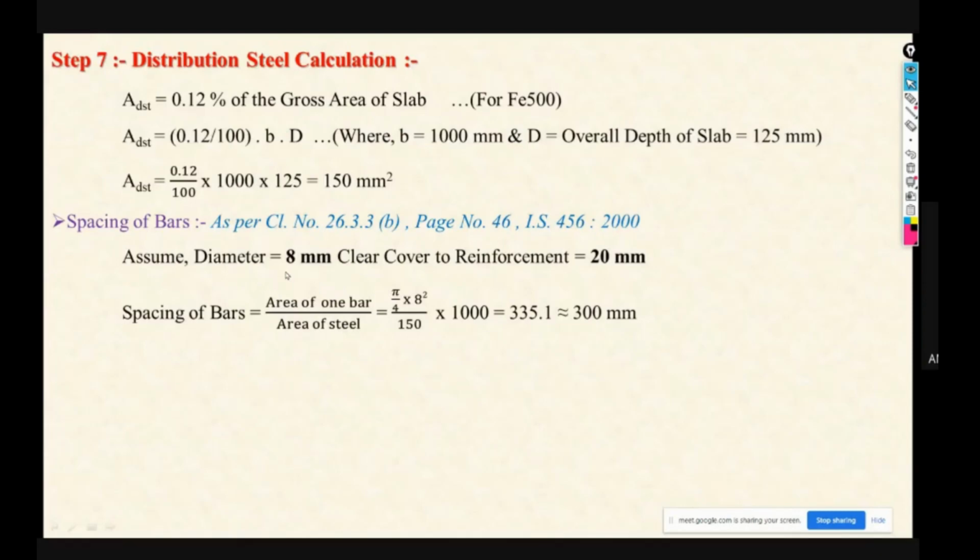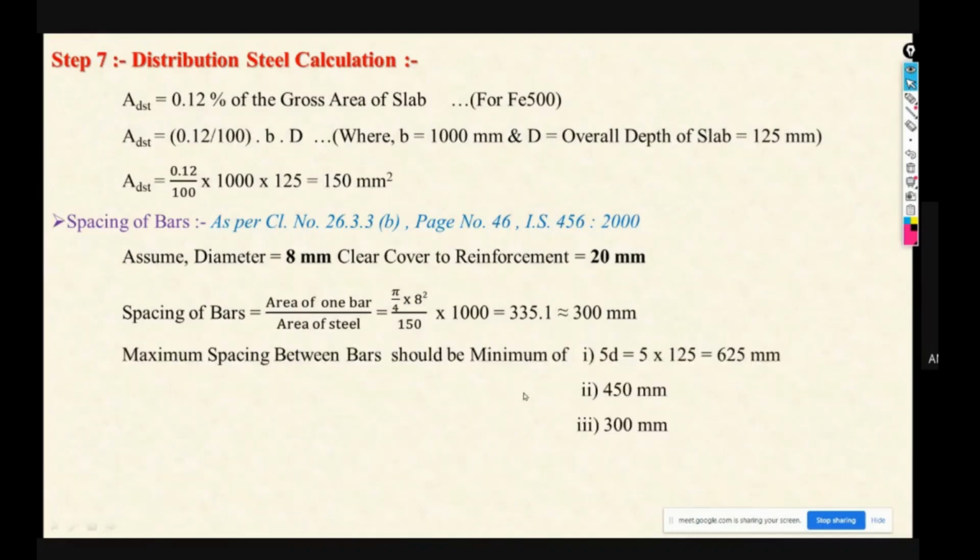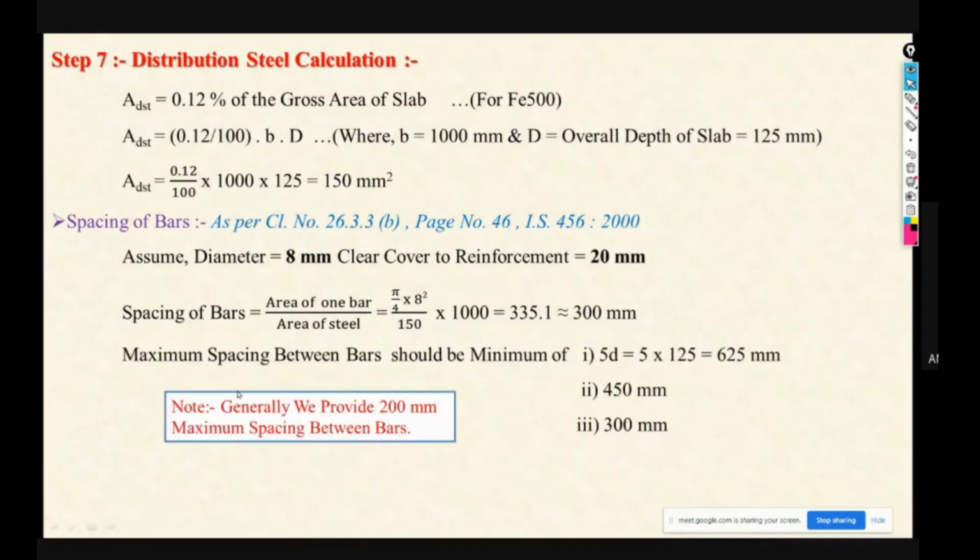Okay. So generally, I think two years before, some structural engineers were using 6 mm bars, mild steel, for the distribution steel. But now mild steel is not available in market, so generally we are using 8 mm as the minimum bar for the reinforcement. Okay, so diameter is 8 mm, clear cover 20 mm. So spacing, just calculate the spacing, 300 mm square. And again, the clause is 5D and 450 for the distribution steel. And now we will compare with our calculated 300, so choose minimum.